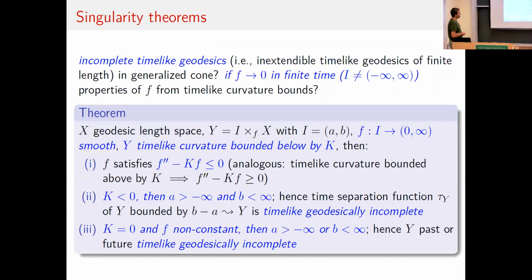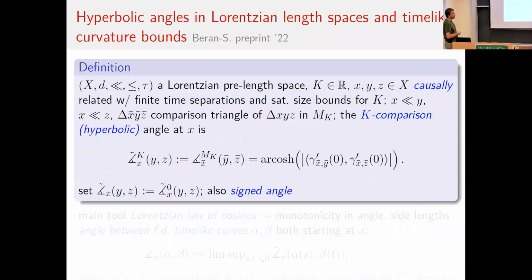And if K is 0, so if your curvature bound is 0 and F is non-constant, then you have that A is finite or B is finite, hence Y is past or future time-like geodesically incomplete. Okay, and I still have time for the last part, which is a recent preprint. It's joint work with Tobias Beran, where we introduce angles into this theory.